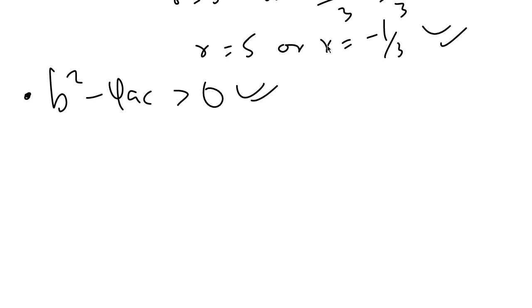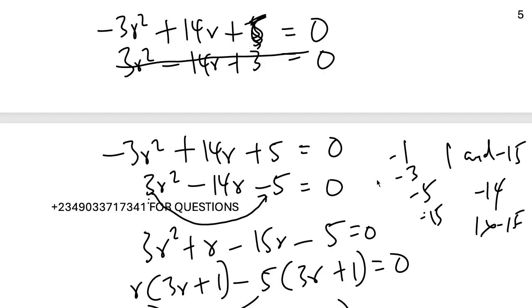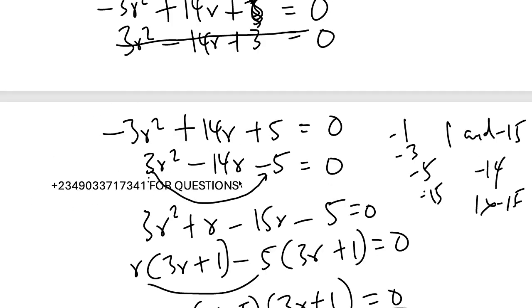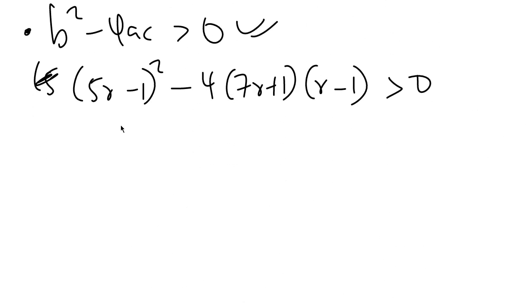So following the same principle, what we have will be (5r minus 1) squared minus 4 into a, which was 7r plus 1, into r minus 1, which was the c, and this should be greater than 0. Do you get? So I don't have to start solving again. We have already gotten the value as 3r squared minus 14r minus 5 equal to 0. Do you get? So I don't need to bother myself again. So that's 3r squared minus 14r minus 5, right?